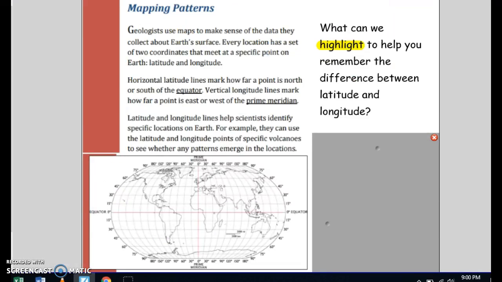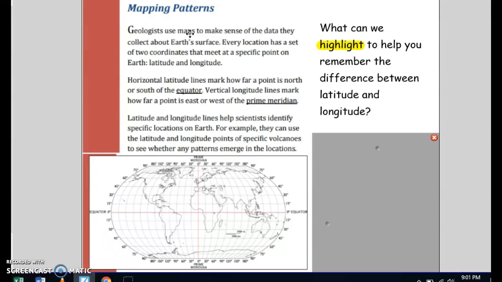Okay, last thing of this section, mapping patterns. What can we highlight to remember to help us the difference between latitude and longitude? Oh, I love when social studies and science collide. Geologists use maps to make sense of the data they collect about Earth's surface. Every location has a set of two coordinates that meet at a specific point on Earth, latitude and longitude.